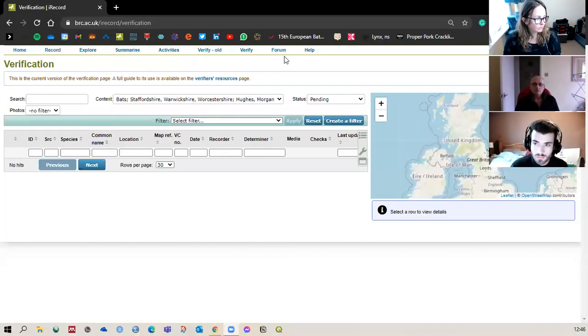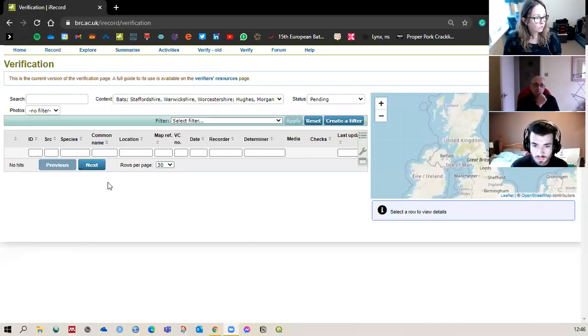I think the problem with iNaturalist is they don't actually submit their records to the local record centre. So it's better to use iRecord. But the advantage with iNaturalist is that it's international, so you can use it if you're on holiday. I use it when I go to Florida. So, right, let us have a quick look at iRecord.